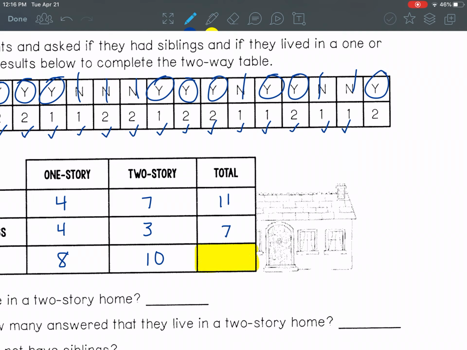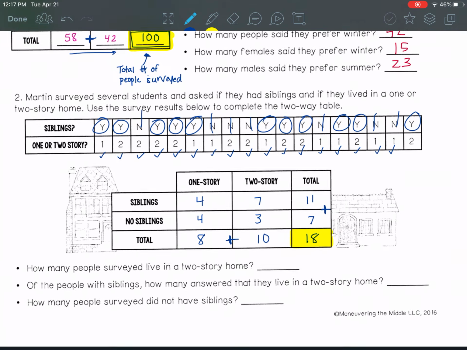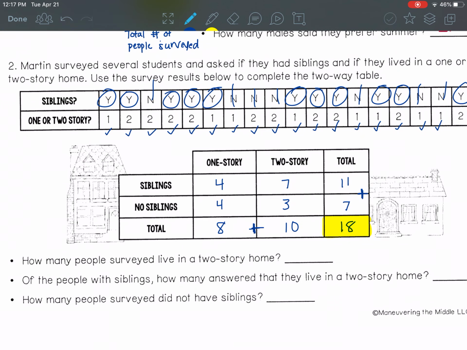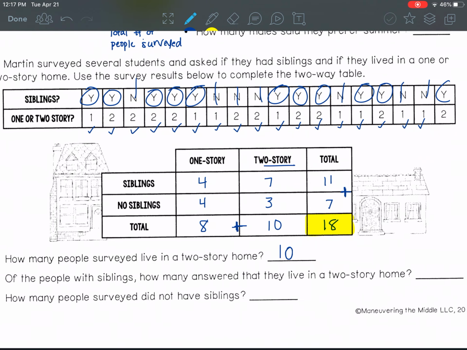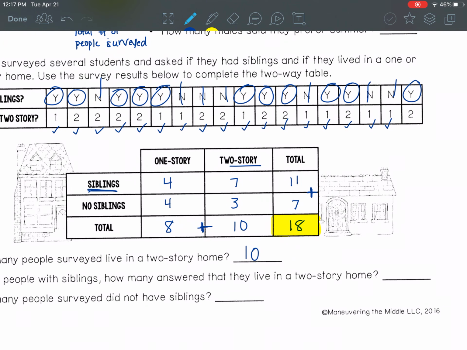Okay, remember this box has to be these two added together, so 11 plus 7 is 18. Make sure that this way added together also works. 8 plus 10 is 18. Okay, how many people surveyed live in a 2-story home? Well, 2-story right here. Total surveyed in that column is 10. Of the people with siblings, so we're looking at this row right here, siblings, how many answered that they live in a 2-story house? And that was this number here, so 7.